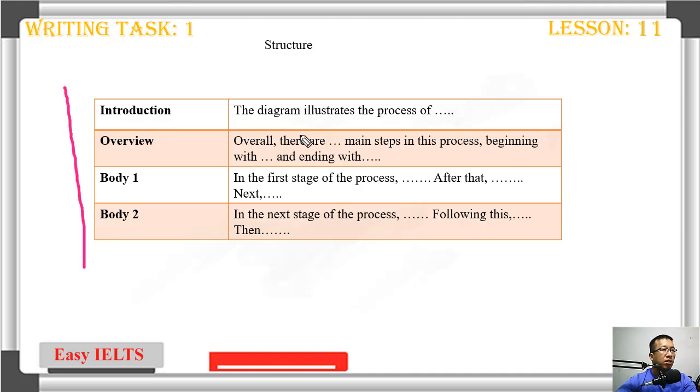For the introduction, the diagram illustrates the process of something. For the overview, overall there are, you can say, like 3, 5, 6 steps in the process, beginning with and ending with. Okay, body 1: in the first stage of the process. After that, next. Body 2: in the next stage of the process. Following this, then. This structure will save you a lot of time and give you more points. And actually, it's very easy to remember.